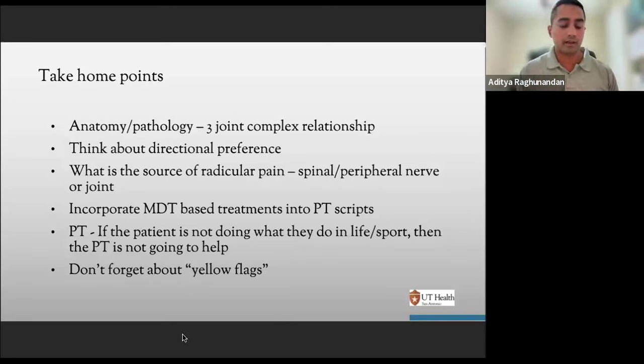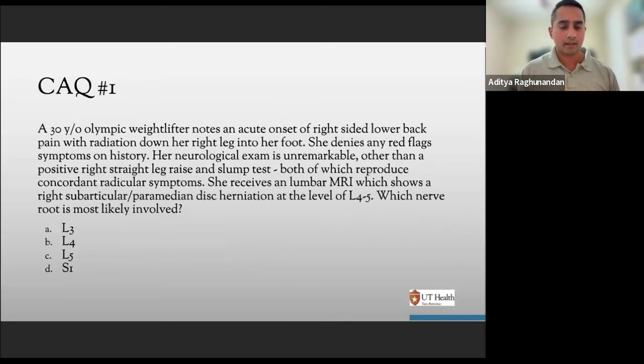And then the last thing to think about as physicians, and the big epidemiology burden, is to make sure we're not missing those yellow flags and sending these patients down a chronicity type pathway. All right, so that's it for the talk. I do have some CAQ questions.